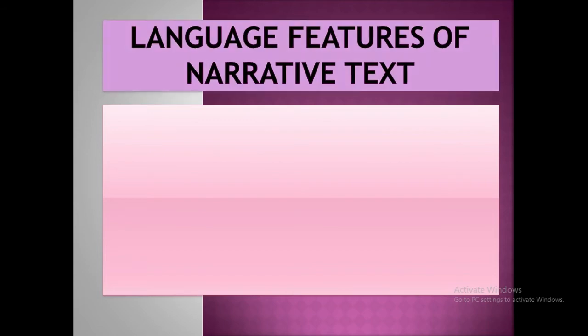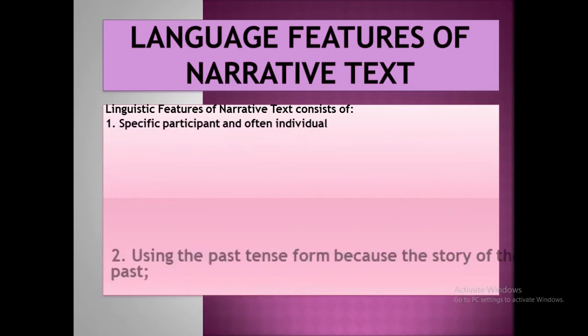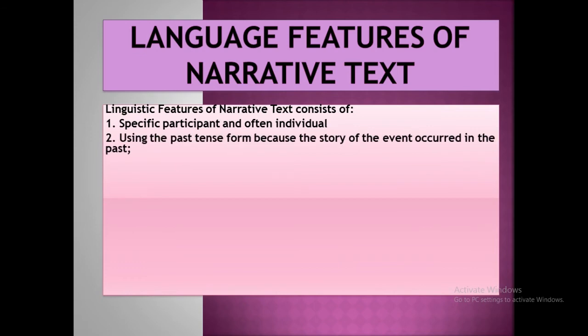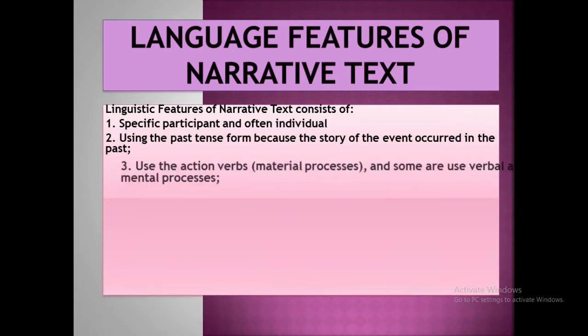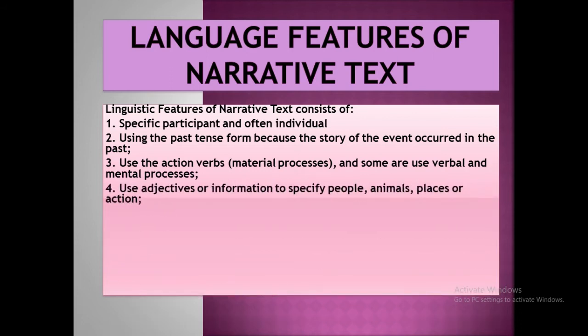Language features of narrative text. The linguistic features of narrative text consist of: 1. Specific participants and often individual. 2. Using the past tense form because the story of the event occurred in the past. 3. Use of action verbs, material processes, and others; verbal and mental processes are also used. 4. Use of adjectives or information to specify people, animals, places, or actions.